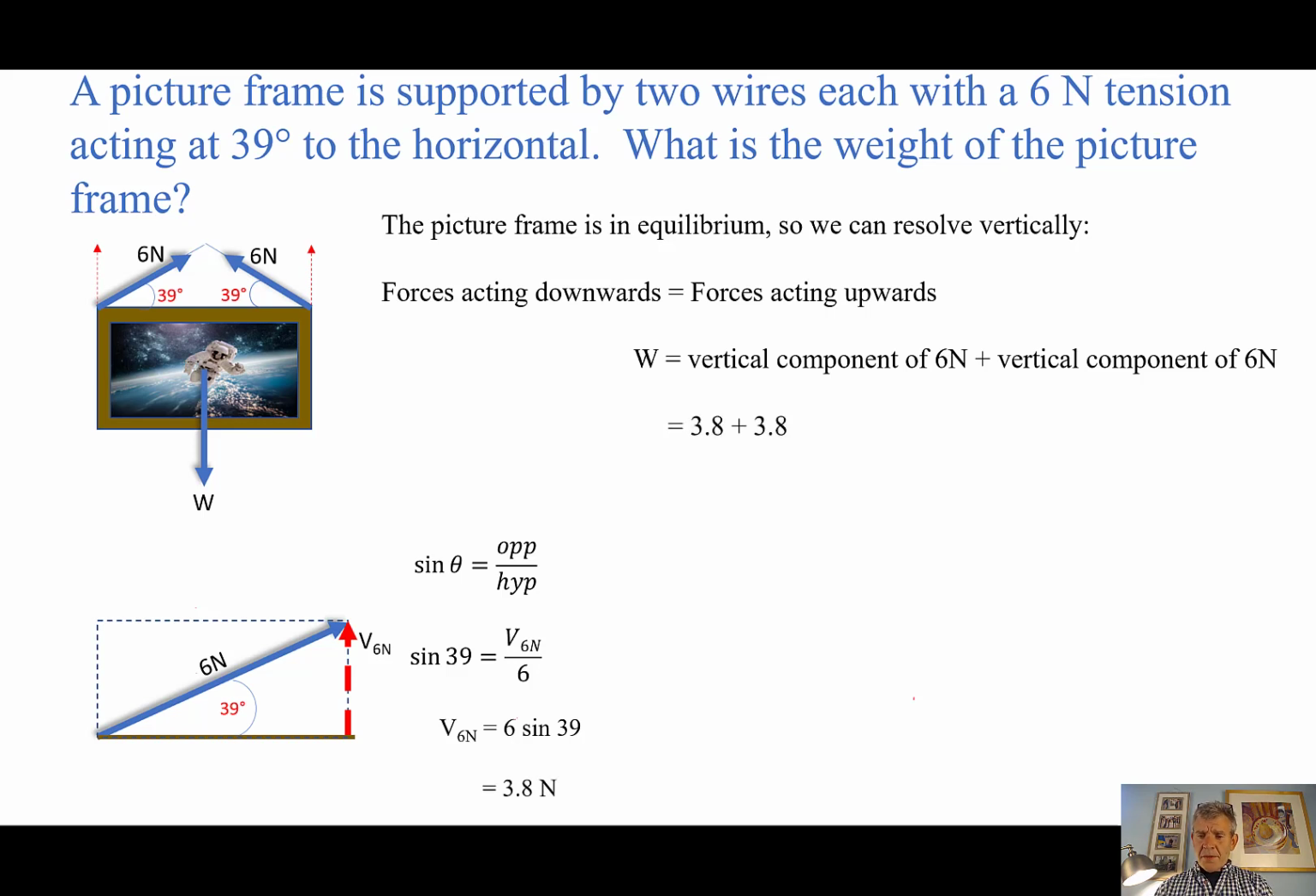So the weight then is equal to each of the vertical components of the 6 Newton forces, which is 3.8 plus 3.8, and that gives us an answer of 7.9 newtons.